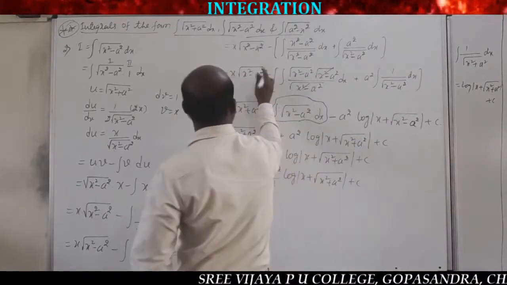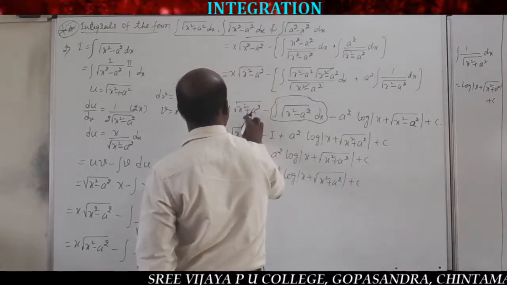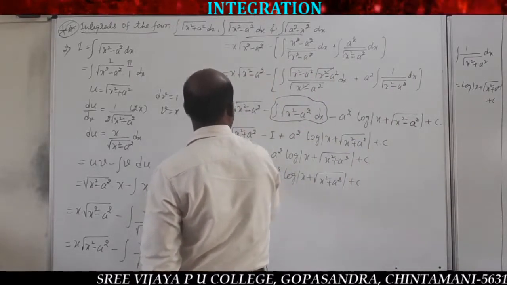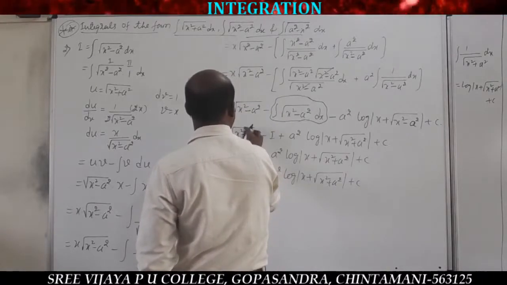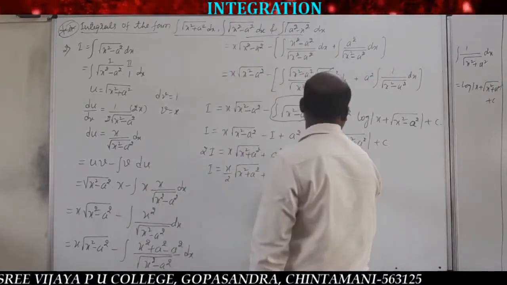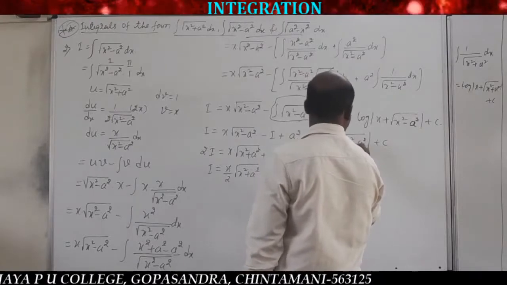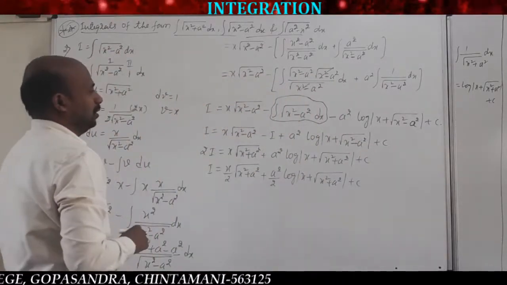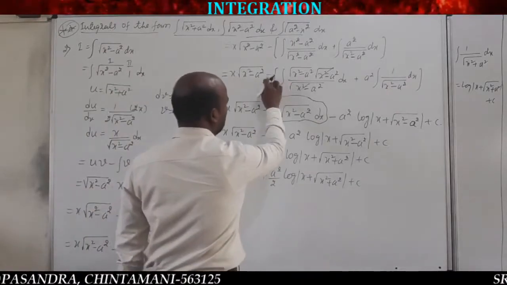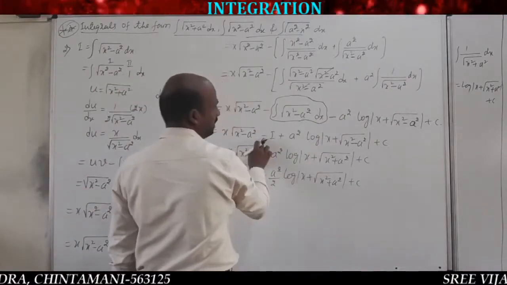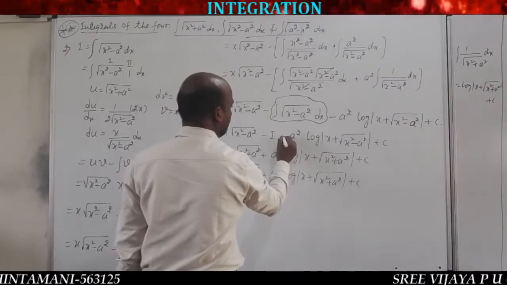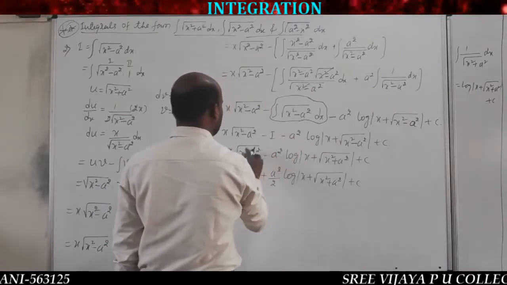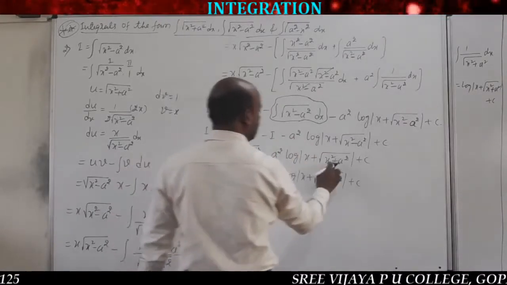So this is again x root of x square minus a square, x plus root of x square minus a square. Okay, so minus into plus is minus, it is minus I again. So plus becomes minus.